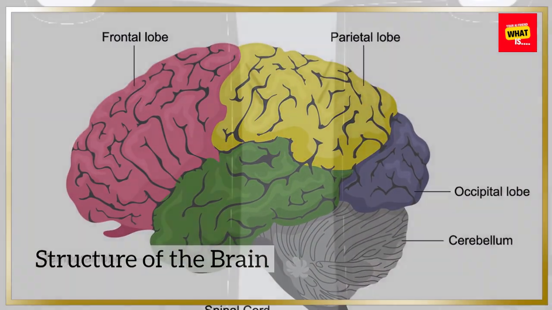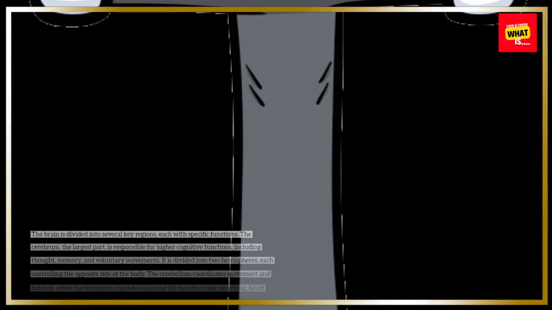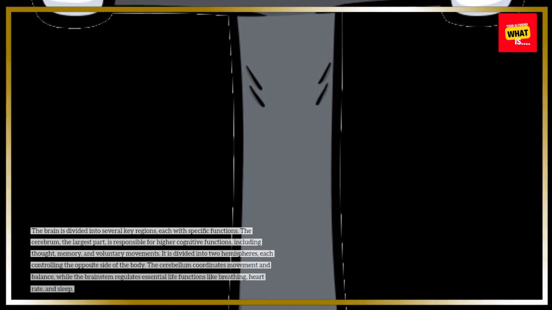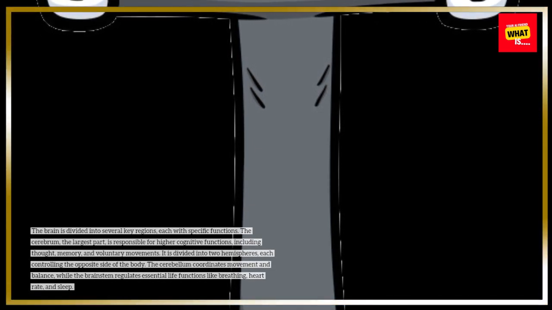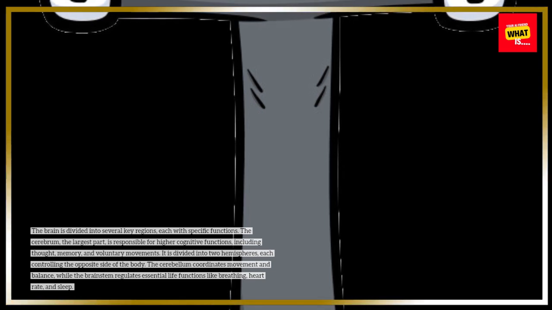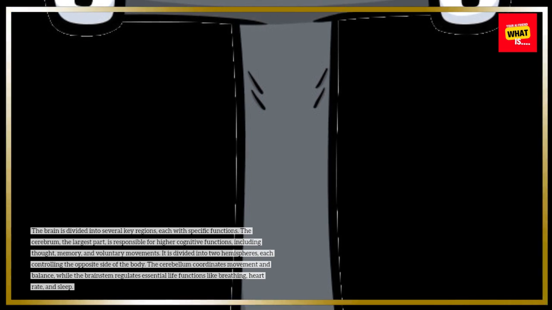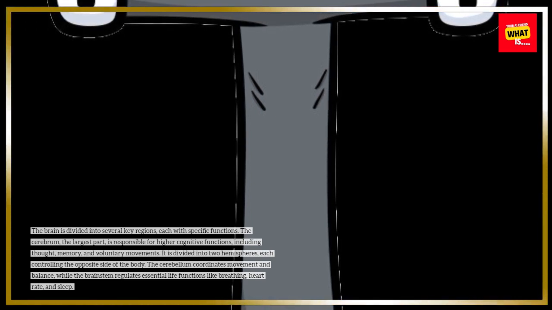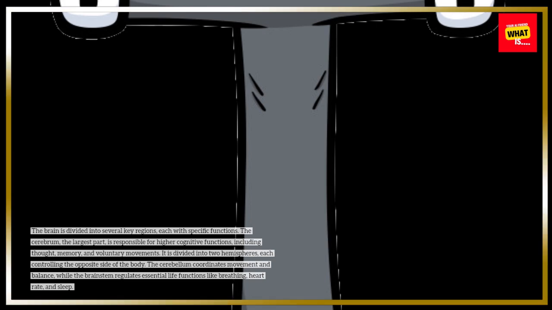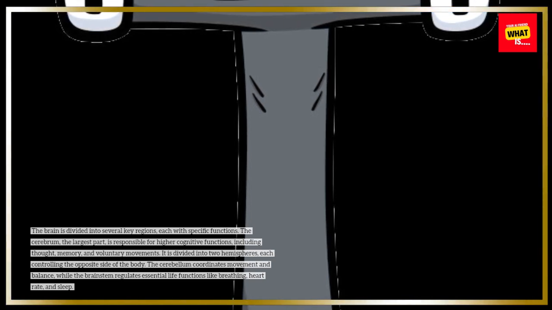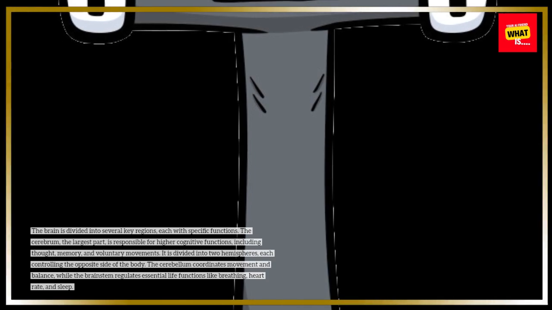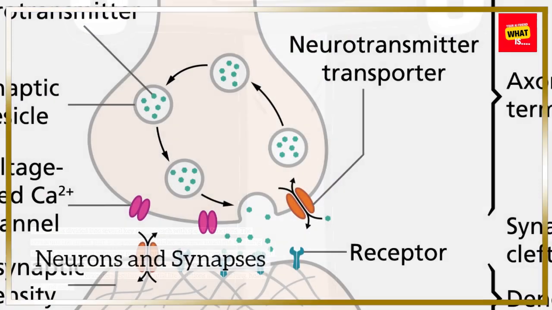Structure of the brain. The brain is divided into several key regions, each with specific functions. The cerebrum, the largest part, is responsible for higher cognitive functions, including thought, memory, and voluntary movements. It is divided into two hemispheres, each controlling the opposite side of the body. The cerebellum coordinates movement and balance, while the brainstem regulates essential life functions like breathing, heart rate, and sleep.